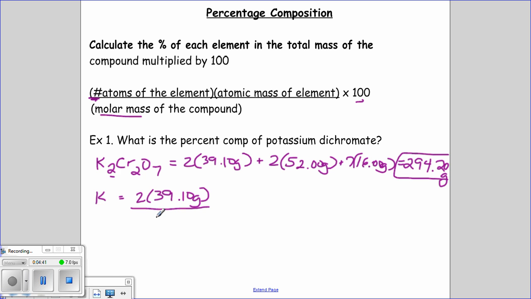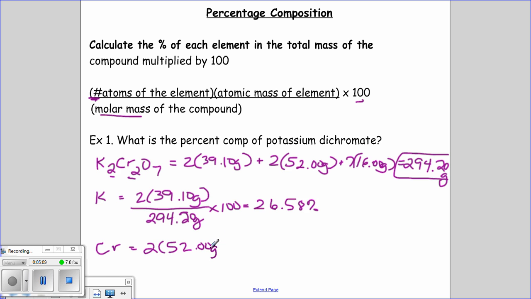All right, so 2 potassiums per that total, 294.20, times 100 to give us 26.58%. All right, same thing for chromium. Chromium's going to be 2 from the subscript here times 52.00 grams divided by the total mass of 294.20 grams times 100, making 35.35%.